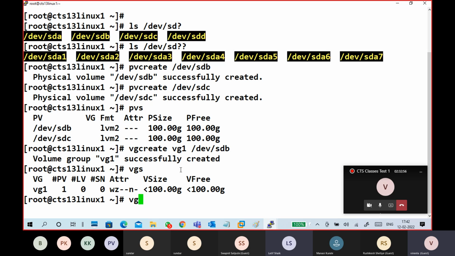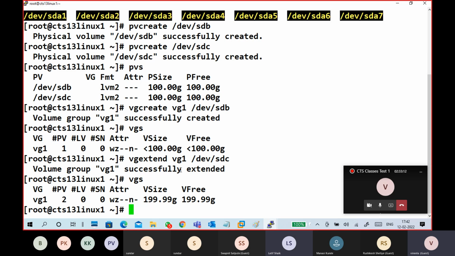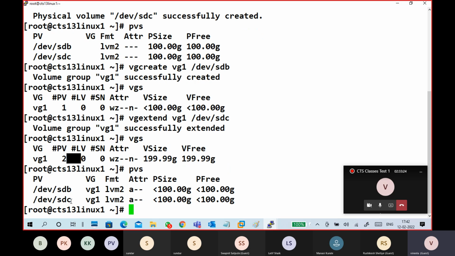So vgextend to add more disks into the same volume group. sdc. Successful. Now you can see vgs, 200 GB. Earlier it was 100 GB, now it is 200 GB. Two physical volumes are there. And also you can see pvs.